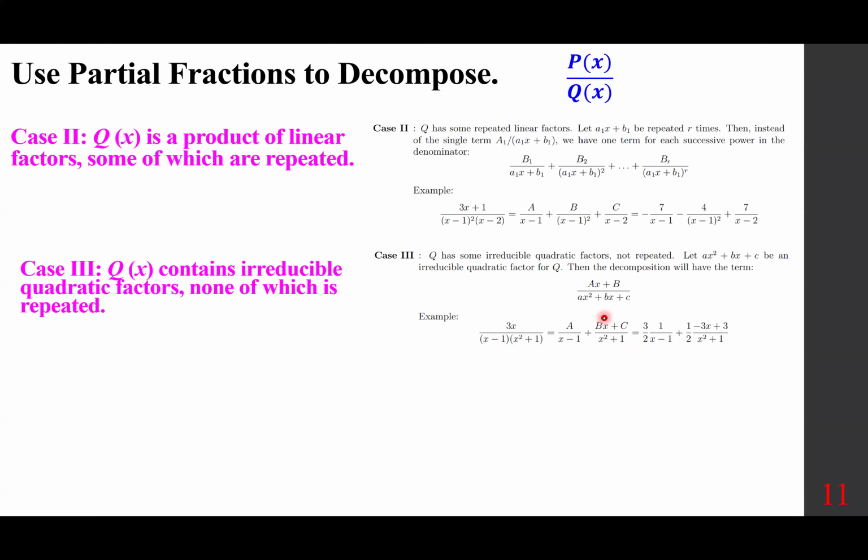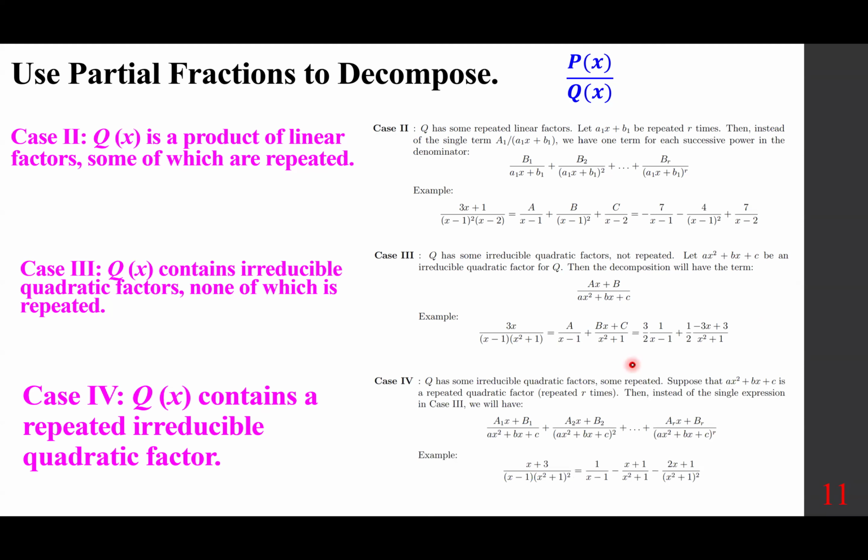Case number 4, Q of X contains a repeated irreducible quadratic factor. What if that repeats? There's an example here, but pay attention to this one. So if it repeats, you put, in this case, x minus 1 and you come up with the answer. You put x squared plus 1, and over here you put bx plus c, you come up with the answer. And then you have the same thing to the power of 2, and another bx plus c, like b2x plus c2, something like that, and you come up with the answer for that.